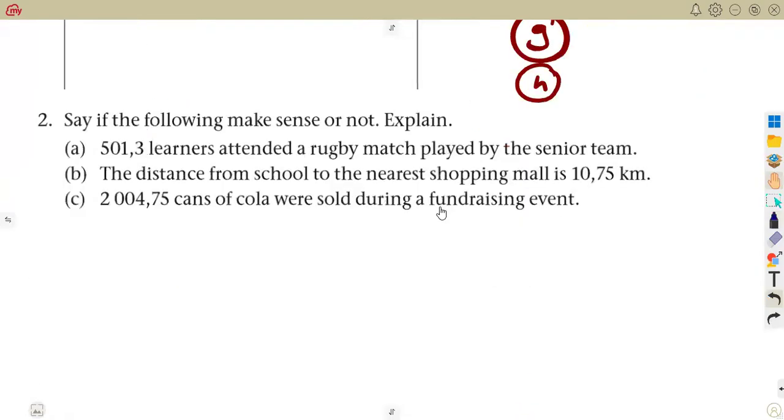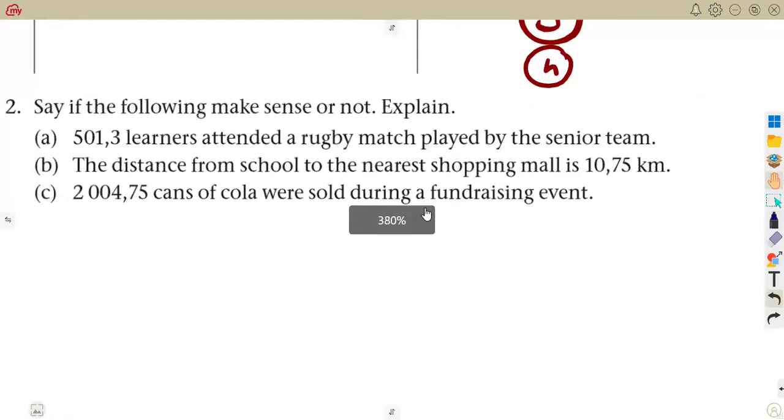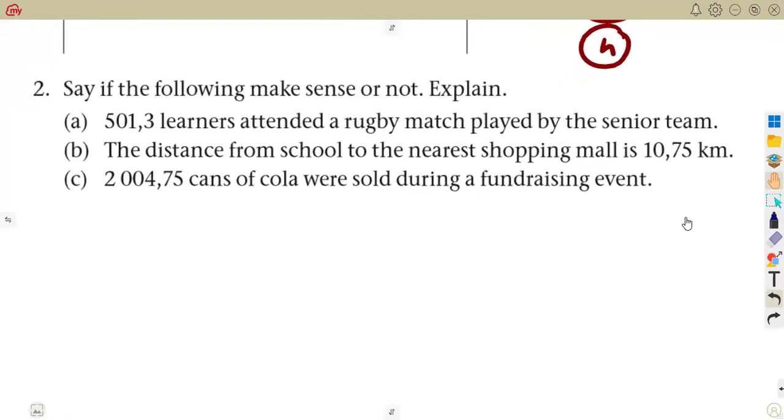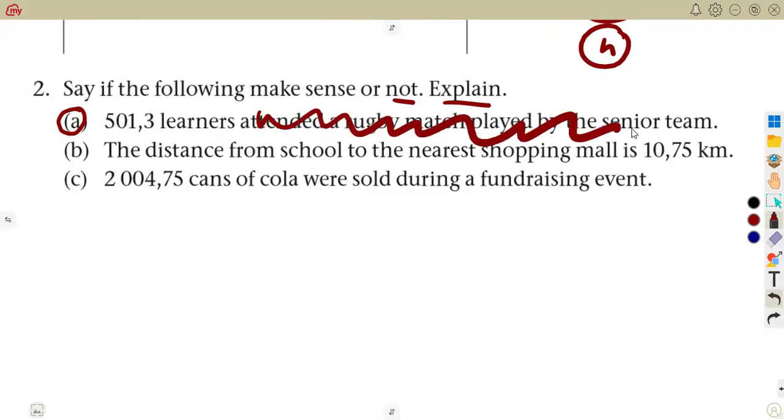Then let's just see the last part to analyze and interpret this. Say if the following makes sense or not. Explain. Does the statement that you're given there make sense? All right, let's start with this first one. 501,3 learners. Before I even finish this statement, this part does not make sense here.